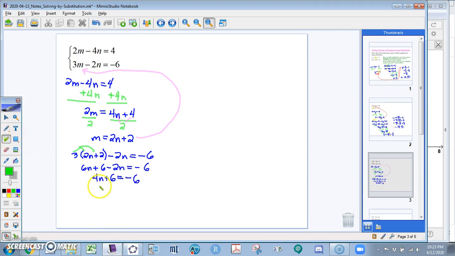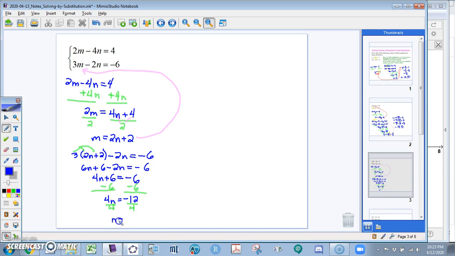I will then subtract 6 from both sides to get rid of that constant there. And that gives me 4n is equal to negative 12. I then divide both sides by 4. By the way, the reason I'm showing these steps in green highlighter is because those are steps that you actually don't have to show if you can do them in your head.